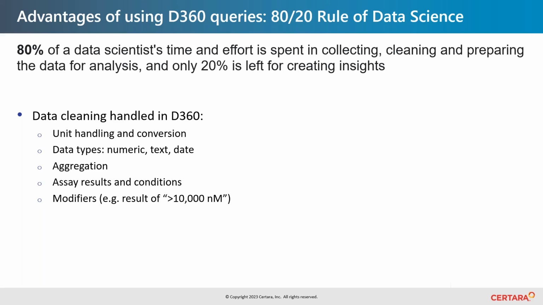And aggregation practices are also a big influence in data science modeling and the insights that you get from there. So aggregation can also be controlled in D360, and that can be controlled in the catalog building, but also by the user specifically. And we handle assay results and conditions in a way that makes sense to scientists, and also modifiers can be handled. And I'm actually going to show you an example of this.